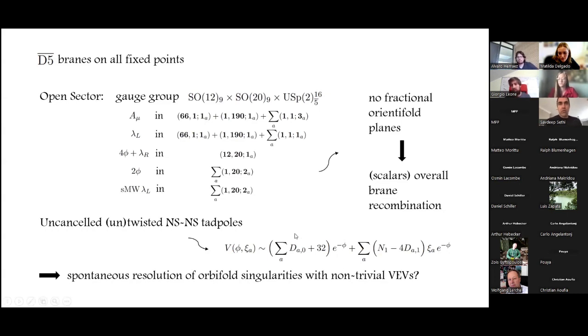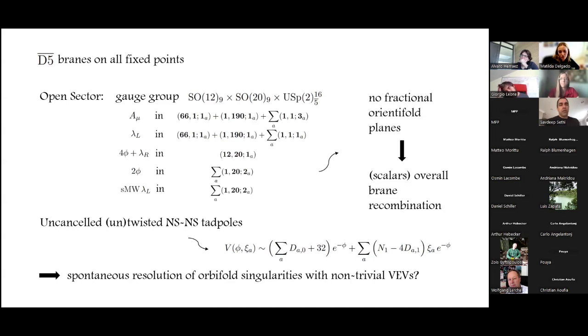But the dynamics of this kind of vacuum with this potential, we didn't carry it out, and actually, I don't know. It would be interesting to understand whether there is a possibility that somehow these scalars can get a non-trivial vev, so as to resolve the orbifold singularities. But yes, the analysis is quite complicated, and we haven't carried it out yet.